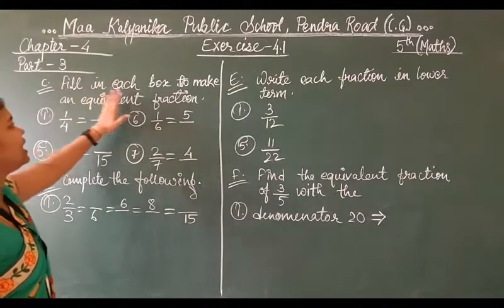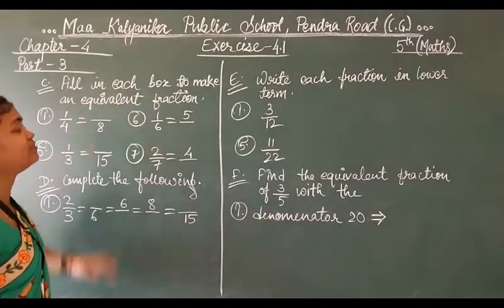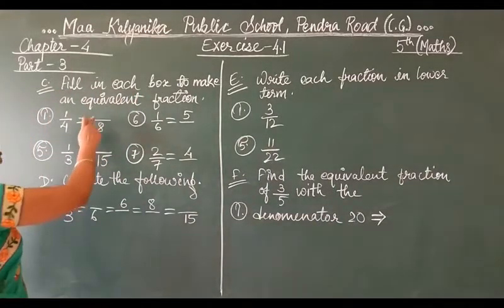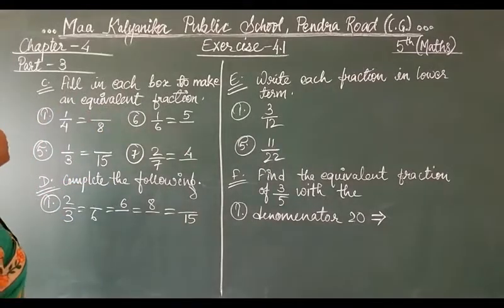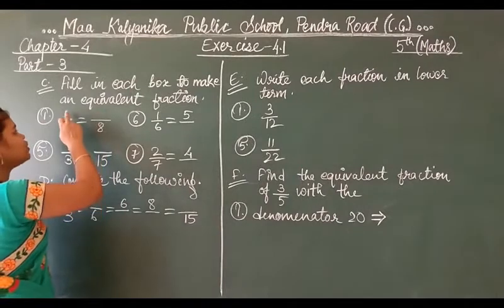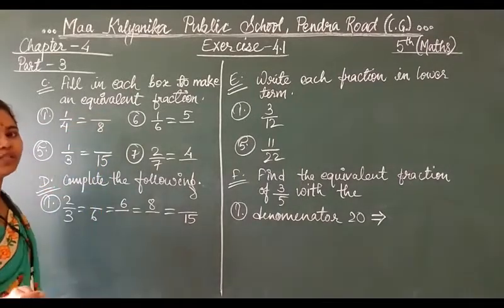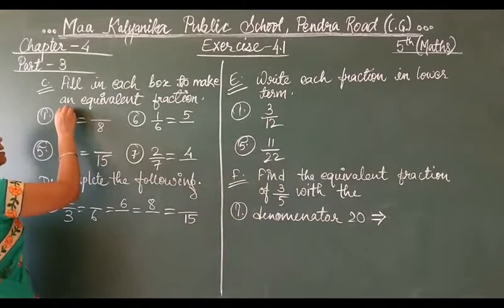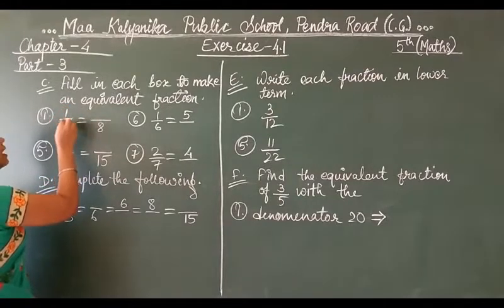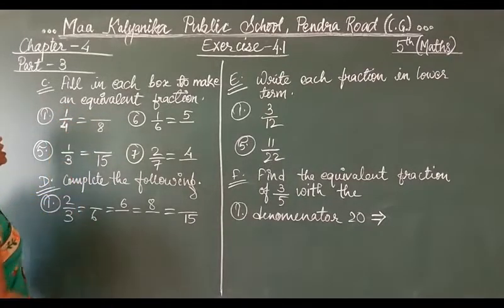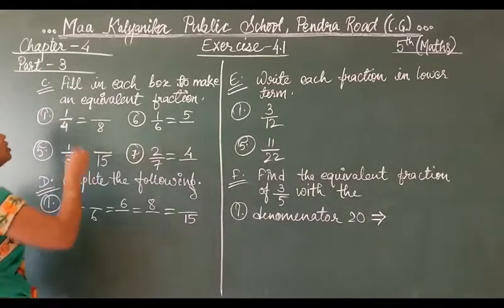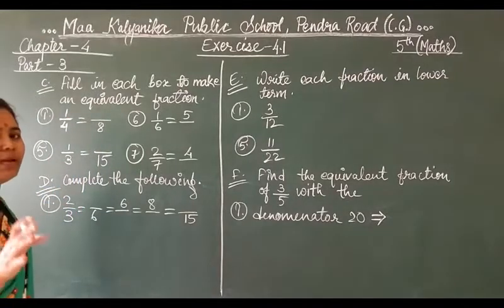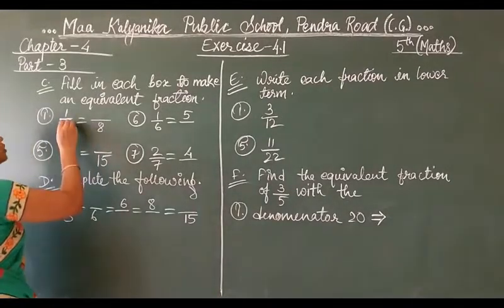Fill in each box to make an equivalent fraction. We have to fill in the boxes. The boxes are given here in your book. You can refer to your book for watching the questions. See, so 1 by 4. Students, one more thing for writing the fraction. Remember, write clearly 1 by 4. The numbers 1 and 4 should not touch this division line of the fraction. So remember, write properly so that it will be easy for you to understand.